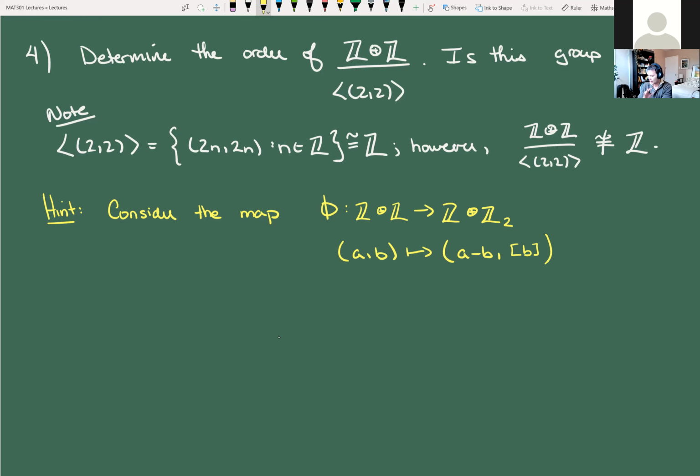So consider this map. What might we want to do with that map? Maybe we'd want to look at its kernel, for example, and see what we can learn about it. Give that a shot. Like I said, 5 minutes. Let's see where we get.